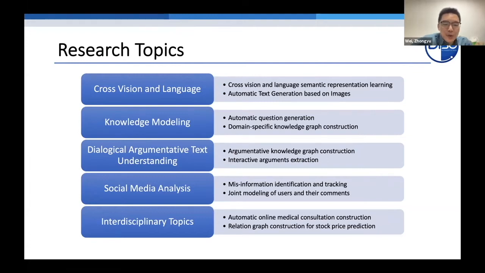The fourth one is social media analysis. We track and identify misinformation in social media. And then we are also trying to model the users in social media based on their relationships with other users and also their comments. The last one is interdisciplinary topics. We are doing some research for hospitals and also for some financial companies.